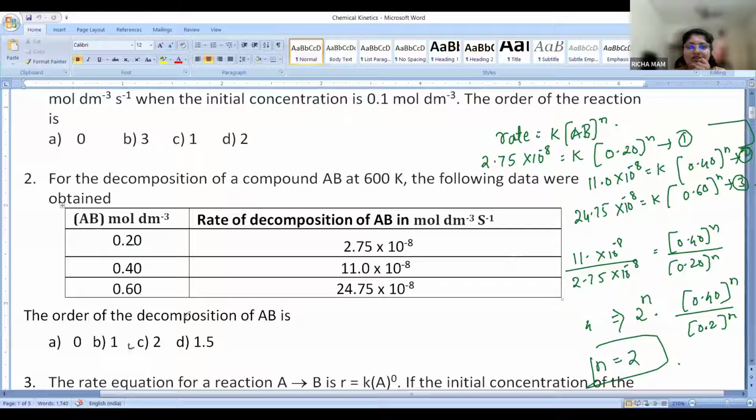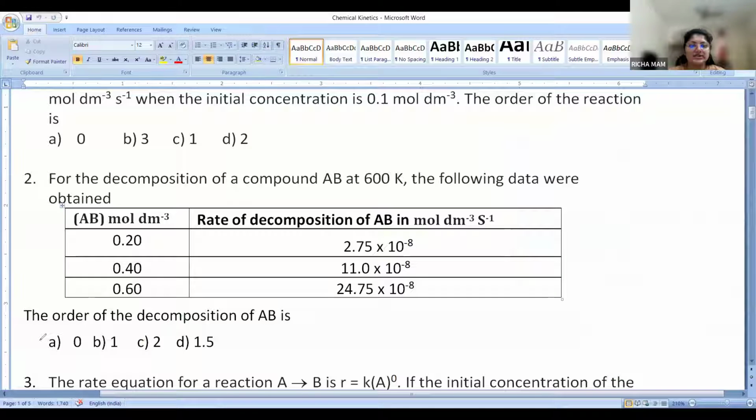So the order of the reaction is 2. So option number C. This is the order of the reaction. Got it? We solved it the same way as the first one. We wrote the rate equation of the reaction for 1, 2, and 3, then divided 2 by 1, and after dividing we found the value of n, that is 2. So the order of the reaction is 2, and option number C is the answer.